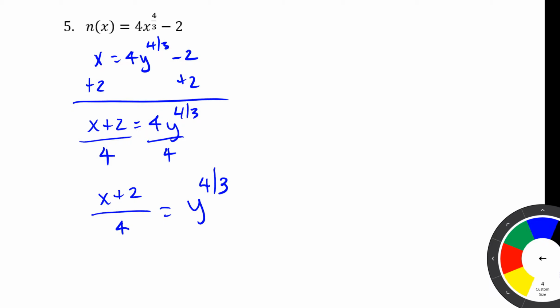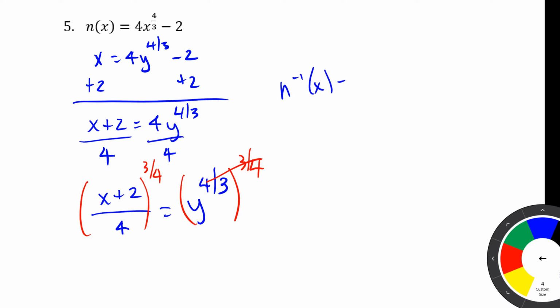And then here we have an option. You can either change that 4/3 exponent to a radical and then use your rules of radicals to get rid of it, which would be a perfectly valid way of doing it. Or what I would do is just raise both sides to the 3/4 power. Because if you raise both sides to the 3/4 power, these are going to eliminate each other, making y by itself. And then we can say our final answer is f inverse of x equals x plus 2 over 4, all to the 3/4 power.